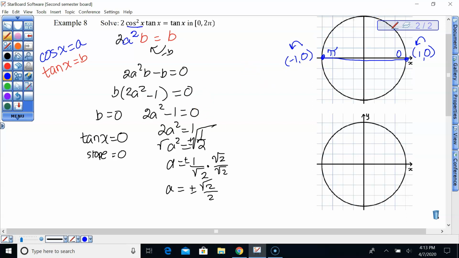And then, I should have done that in red. I'm sorry I didn't.